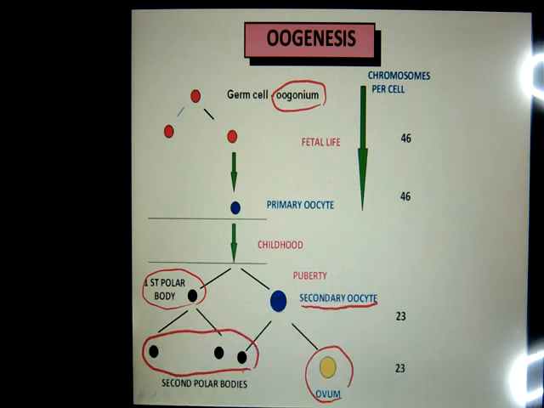So what we end up with is 4 cells. But only one of them is actually a gamete. Only one of them is an egg. The others are polar bodies, and again, will just degenerate and are not really needed for anything.